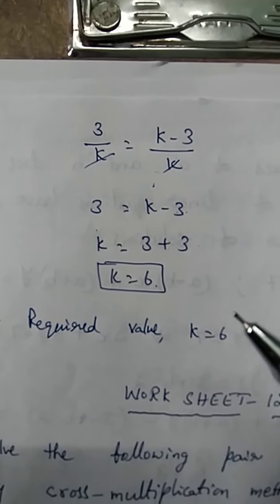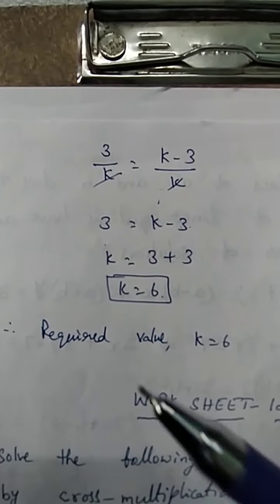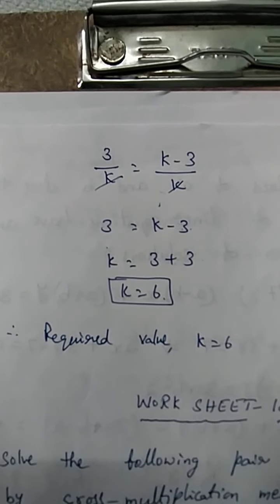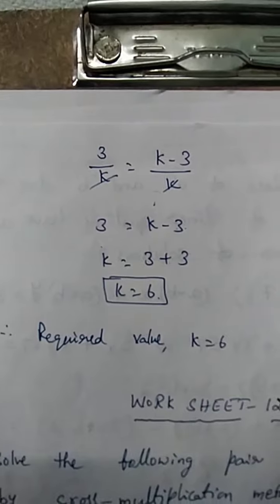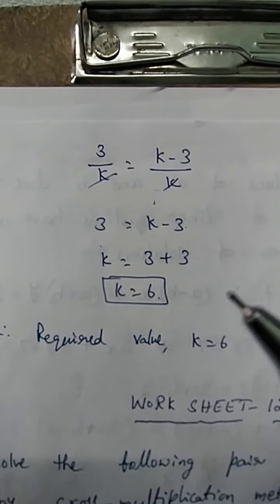Okay, this is a way to find the k value for the following pair of linear equations. If the condition is mentioned, we can find the value of k. Otherwise, we cannot find the value of k.